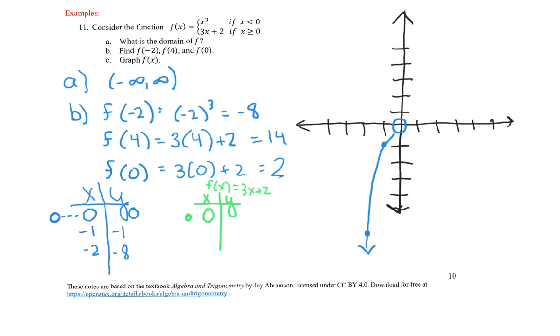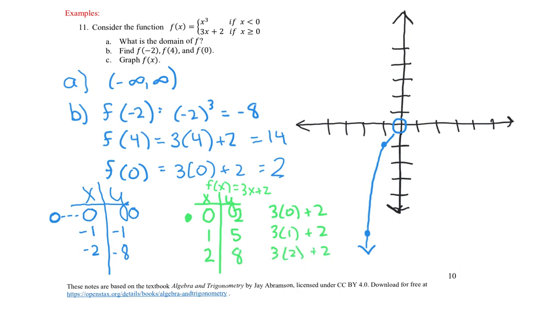If I want, I could put a closed circle here just to remind me, or greater than 0. And you can really pick whichever x values you want as long as they're greater than or equal to 0 here. All right, I'm going to plug these into the function. So when x is 0, y is 2. When x is 1, y is 5. And when x is 2, y is 8.